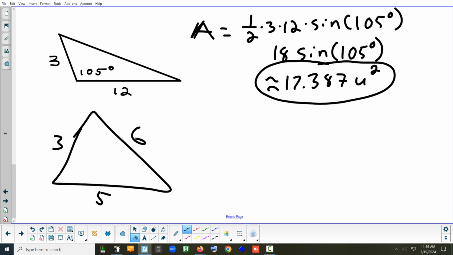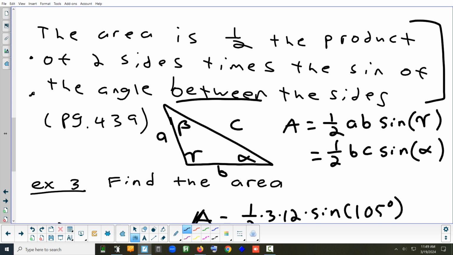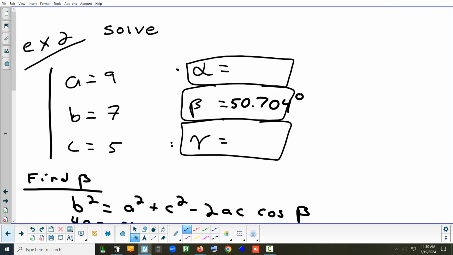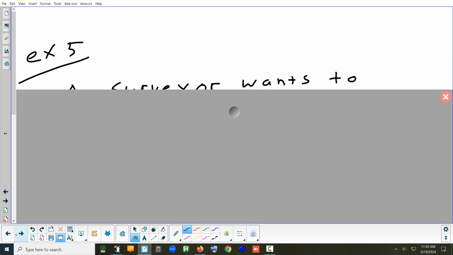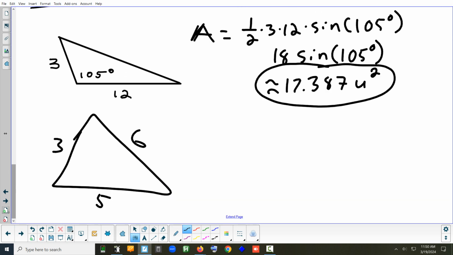What's missing in this triangle to be able to use this concept? You're missing an angle. Okay. Which angle do you need? Any of them. You just need one of them. And how can you figure out one of these angles? You can do law of cosines exactly like we did right here. When you have three sides, you can use law of cosines to get an angle. And then once you have an angle, you can use the formula I just showed you.